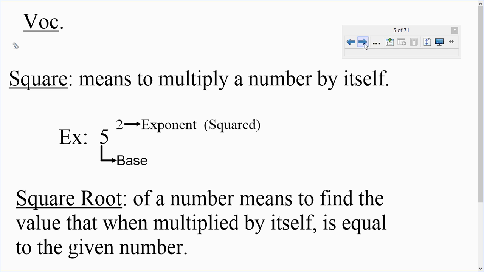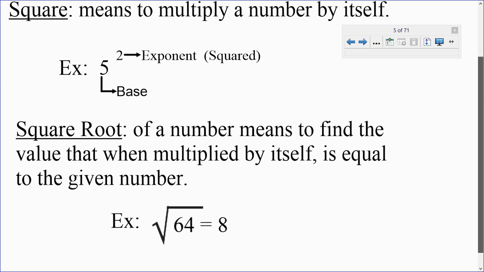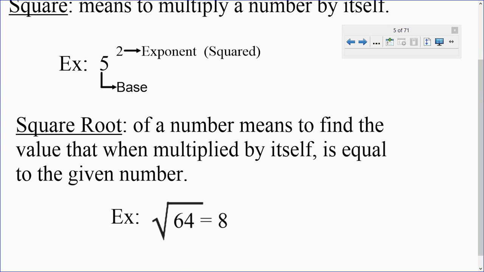Square root of a number means to find the value that when multiplied by itself is equal to a given number. For example, the square root of 64 is 8. That's because 8 times 8 is equal to 64.